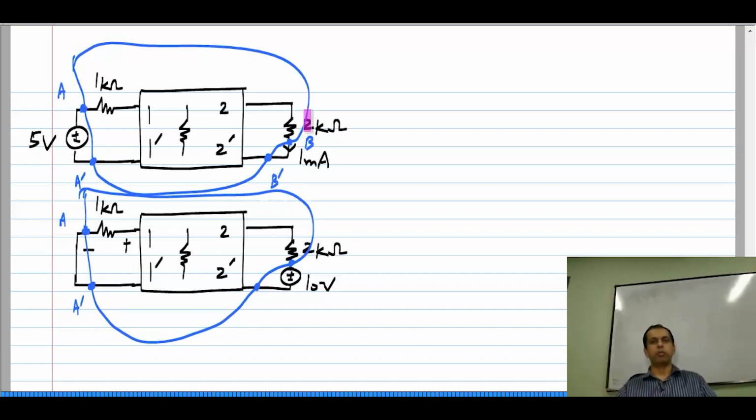Now, you can't apply reciprocity after changing the network. You should keep the network exactly the same. So, now you can think of whatever is enclosed within blue stuff as the inside part does not change at all. It is only the sources that are applied outside that change. Here on port A we apply 5 volts, port B is terminated with a short circuit. Here port B we have applied 10 volts and port A is terminated by a short circuit.